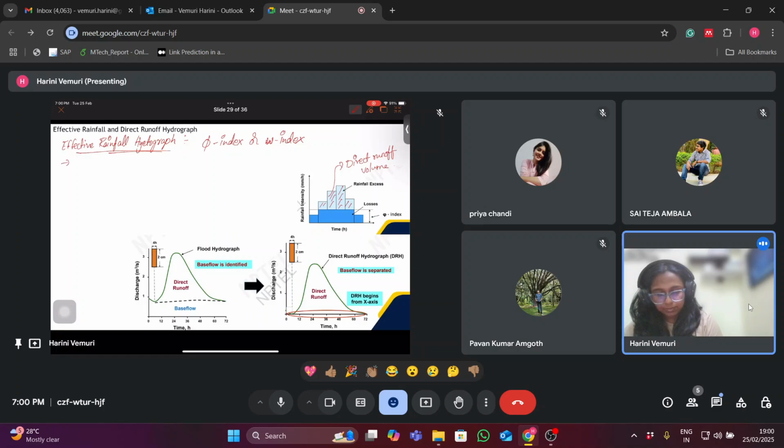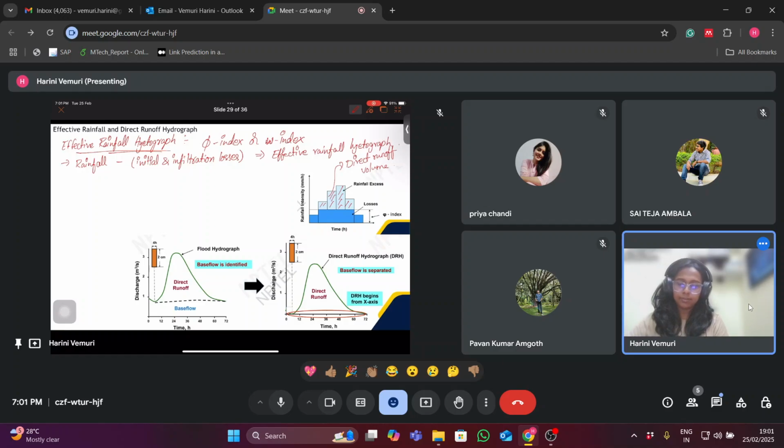So in this, from rainfall we will subtract the initial and infiltration losses. Then we will get the effective rainfall hydrograph. That we will do using the phi index or W index. And the area under the effective rainfall hydrograph will be the direct runoff volume.